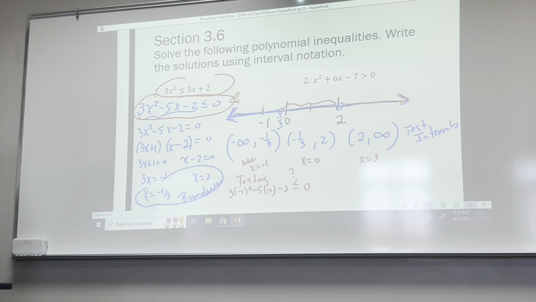Negative 1 squared is what? 1 times 3 is 3. Negative 5 times negative 1 is positive 5. 3 plus 5 minus 2.